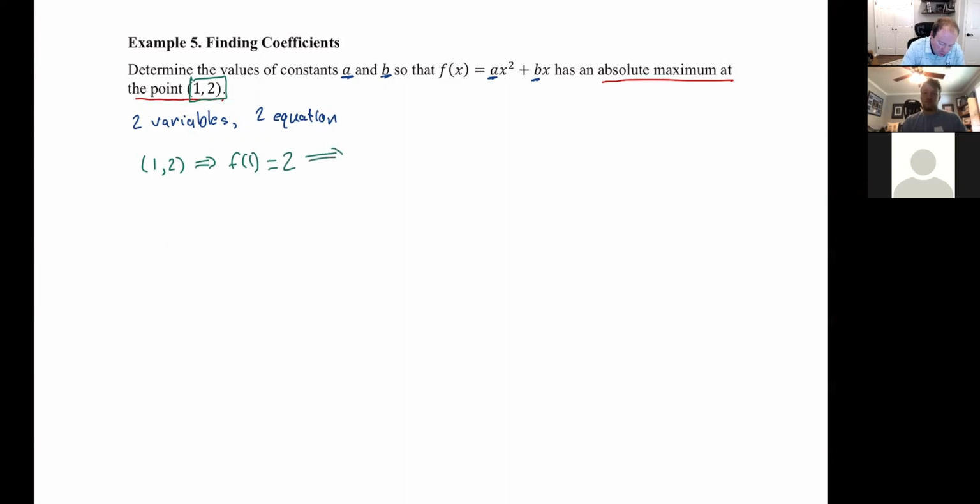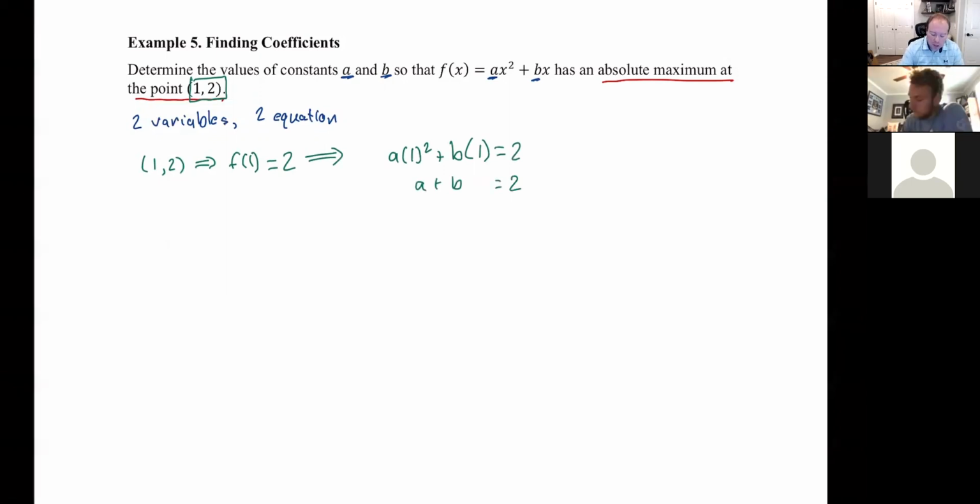In other words, let's plug 1 in. So we have a times 1 squared plus b times 1. Well, excuse me, b is not 1. b is what we're solving for. x is the 1. We set it equal to 2. So we have a plus b is equal to 2. So this is one equation.